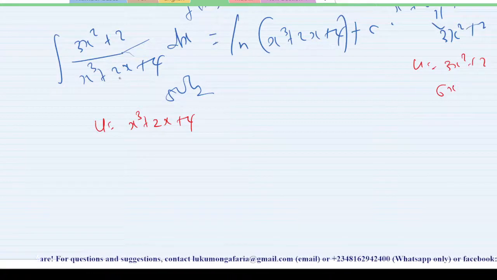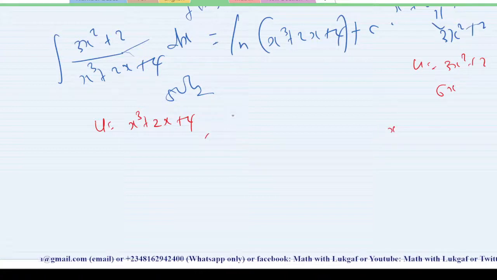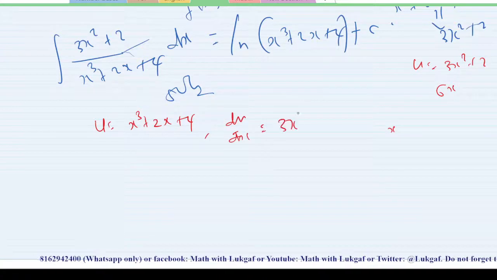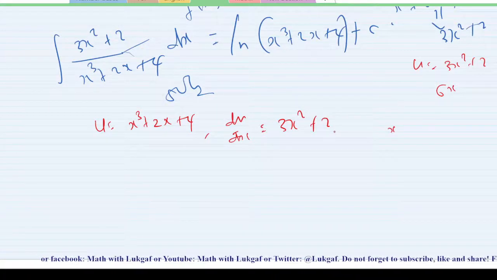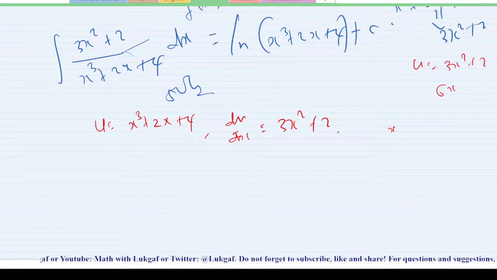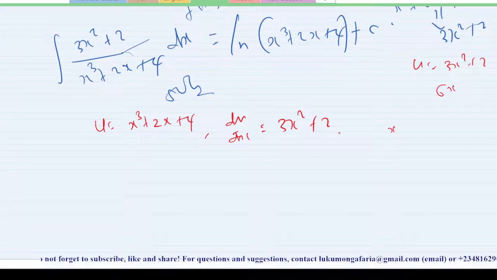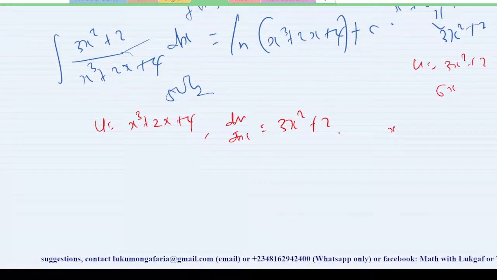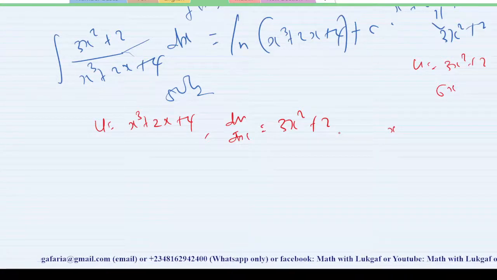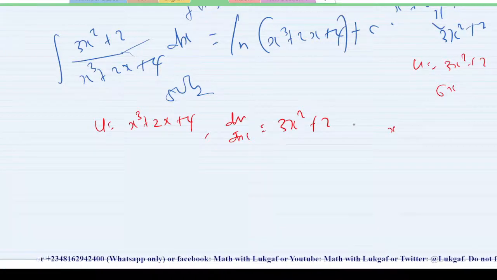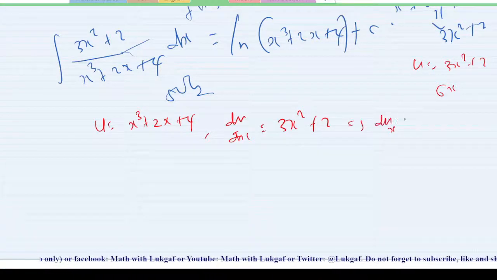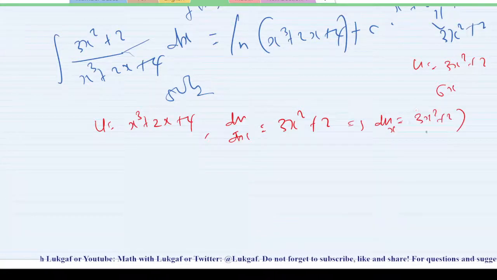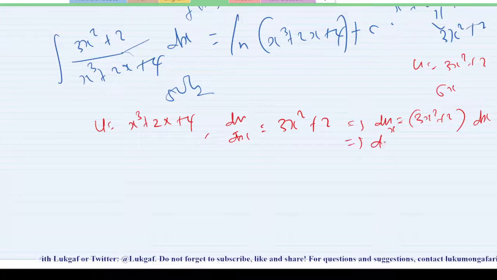But if you make your u to be x cubed plus 2x plus 4, then definitely du dx will give me 3x squared plus 2, which is one of what we are doing in u-substitution, because we are interested in replacing this value by what we have together so that we can get rid of x, then we have all our integral in terms of u. Now, if you have this, then you can make your du the subject of the formula, that is 3x squared plus 2 dx, right? Then dx will be what?